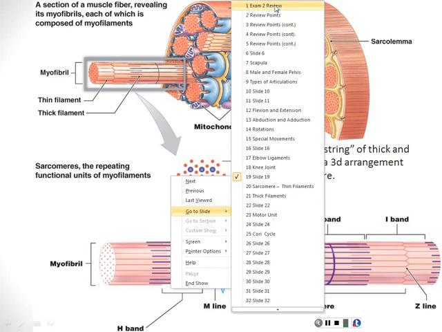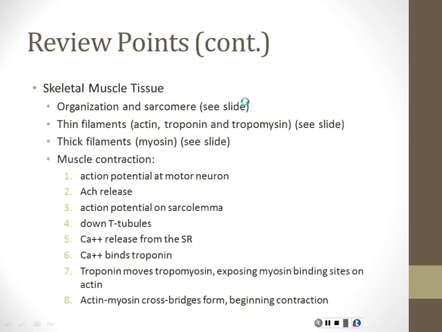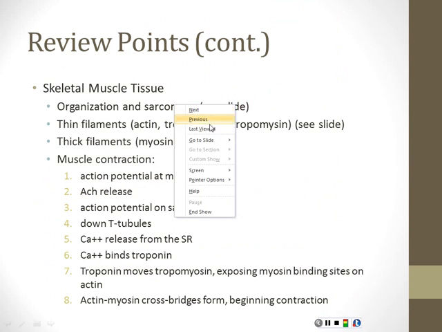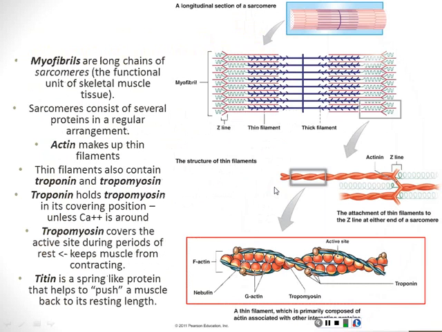And back. Oops, too far. All right. Then thin filaments and thick filaments. Remember, in order for muscle to contract, actin and myosin have to interact. So the myosin can pull on the actin and make that muscle contract. So we divide the components of the sarcomere up into thin filaments and thick filaments.